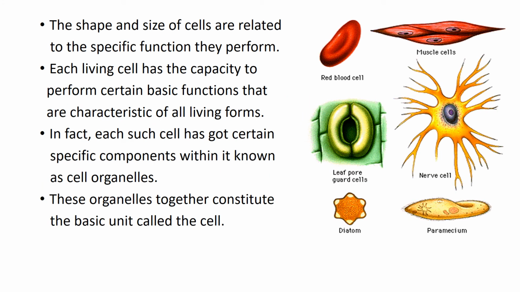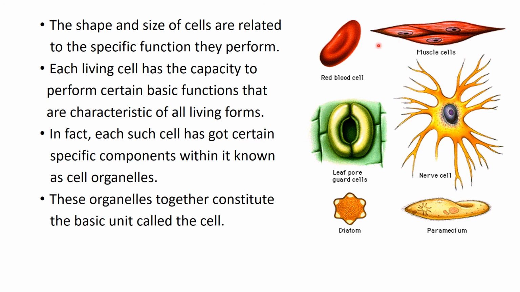So you can see here that there are different types of cells. This is the red blood cell, this is the muscle cell, nerve cell, then paramecium, this is diatom, and this is the leaf pore with guard cells. These are the guard cells, this is the structure of stomata. So you can see that all these cells are different in their shapes and sizes. This is oval in shape, then on the other side this muscle cell is pointed on both sides.